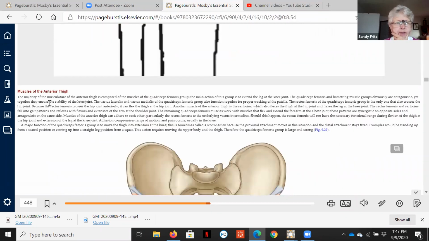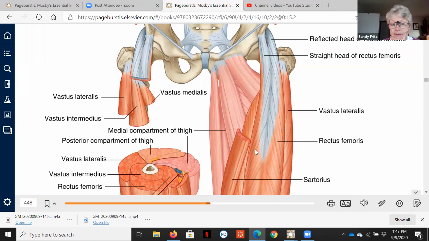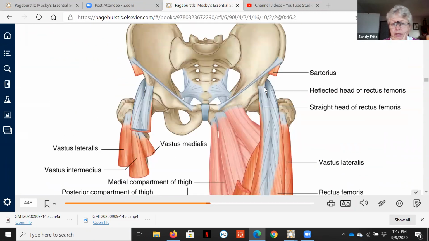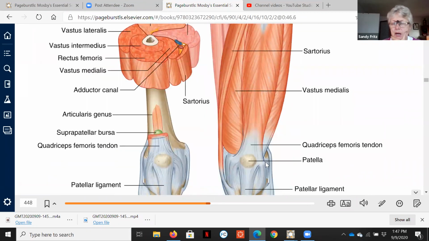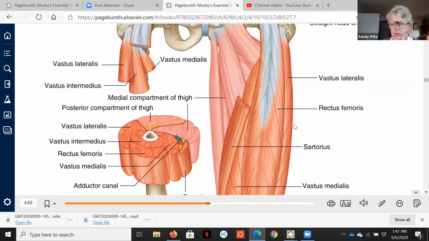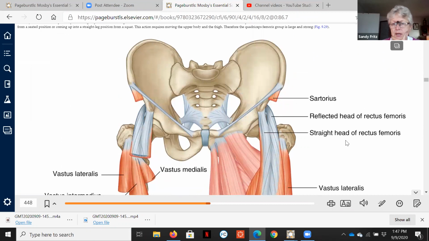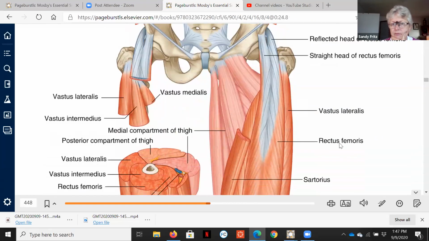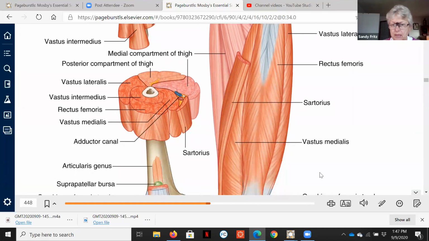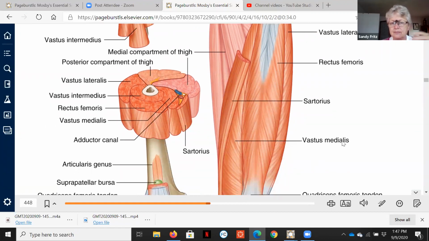Here now, what's this? These are the anterior muscles of the thigh. And these certainly would be our extensor group, extensors of the knee. So here's the rectus femoris, vastus lateralis, rectus femoris, sartorius is one I mentioned, vastus medialis.